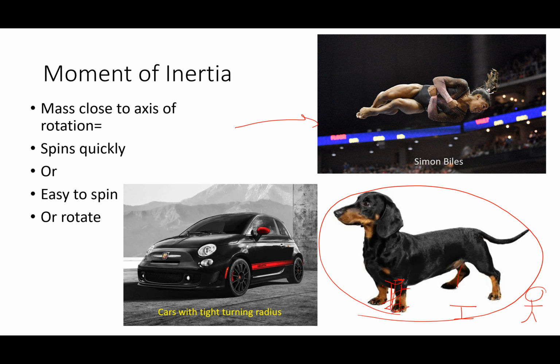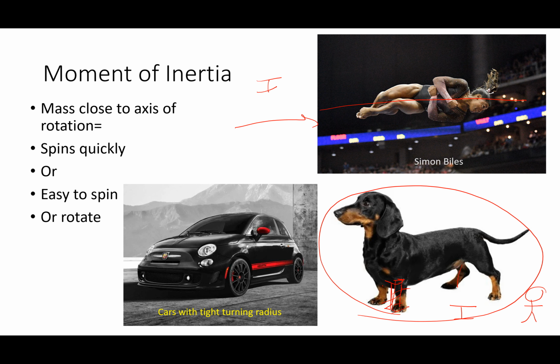This is the great gymnast Simone Biles. And Simone Biles, I found this picture and I went, wow, she is spinning on this axis, and you can see how tightly she is just tucked up. And that is because she's trying to give herself a very small moment of inertia to allow herself to do a really, really tight spin.